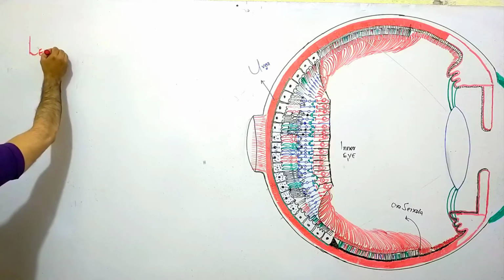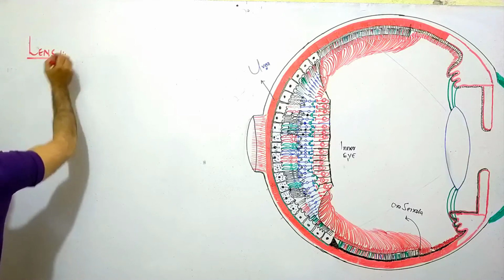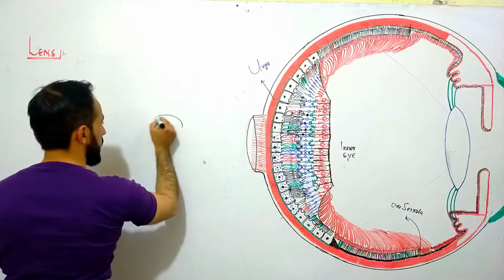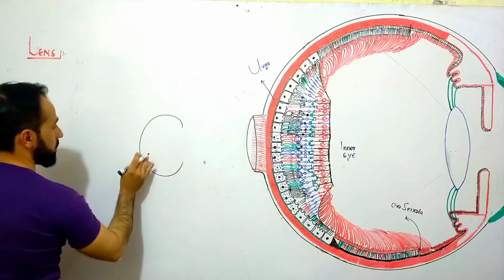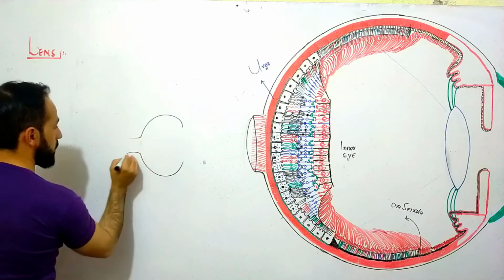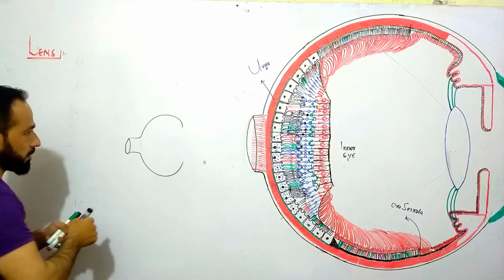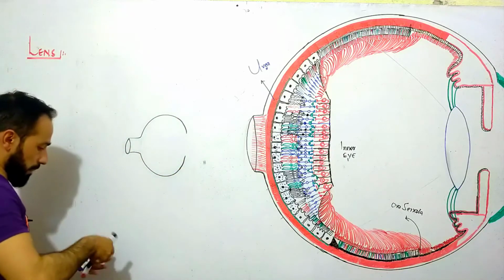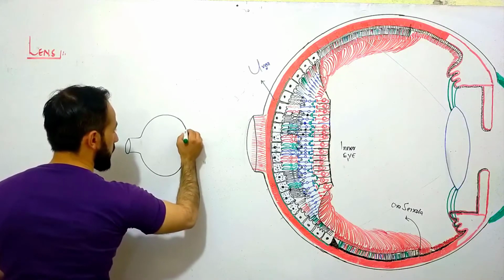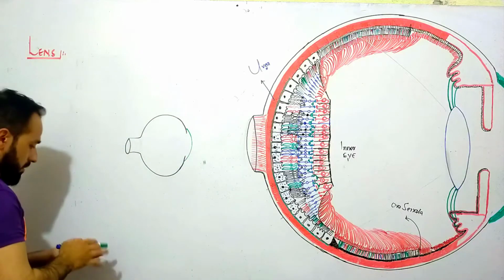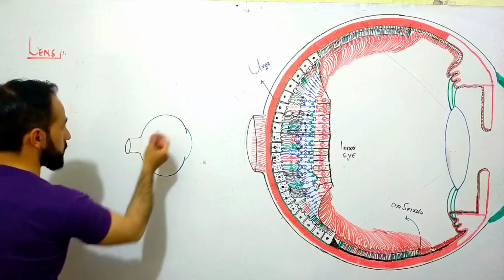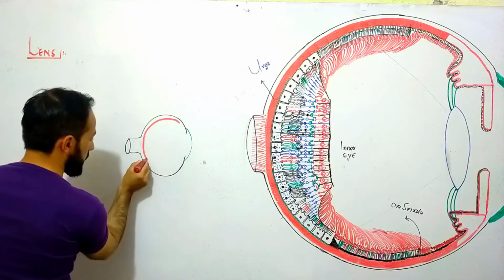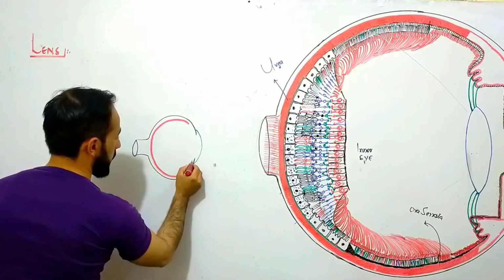What is the lens? Look carefully. Let me make a diagram here. First of all, a very simplified diagram of the human eye. For example, this is your eye and this is your optic canal, right? And here is your cornea, right? This is our cornea. Then you know there is your uveal tract. We just recall our previous lectures a little bit so that we do not forget any structure.